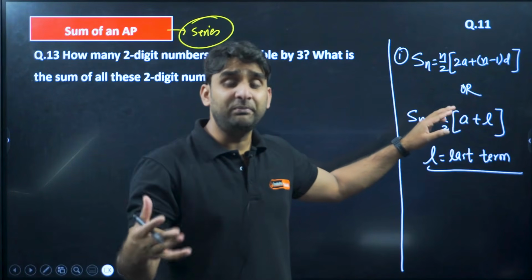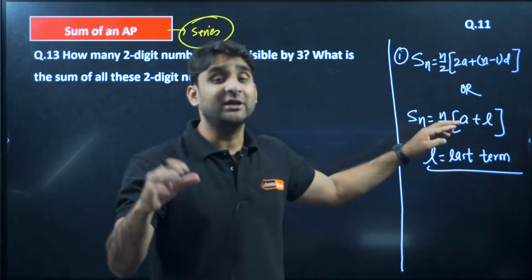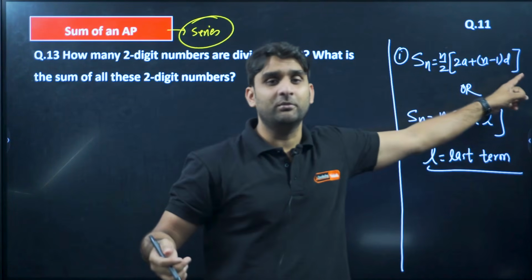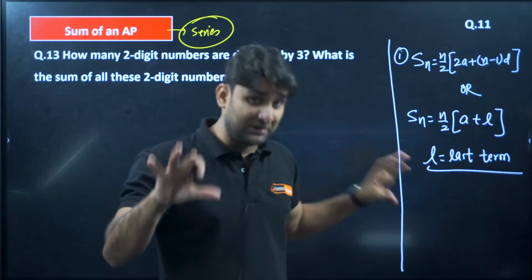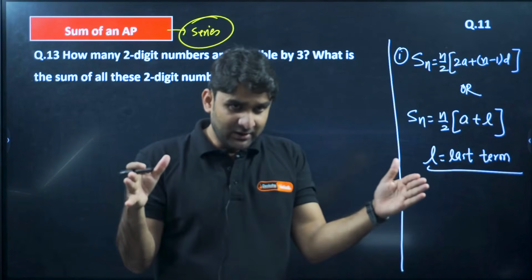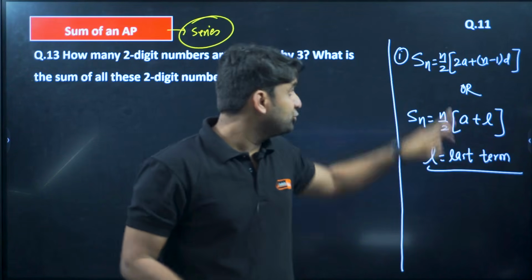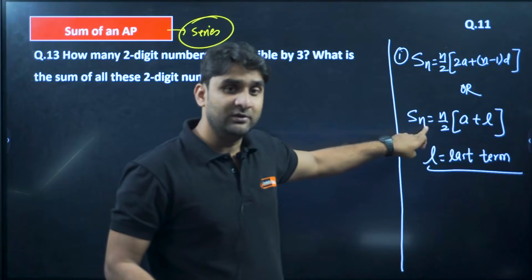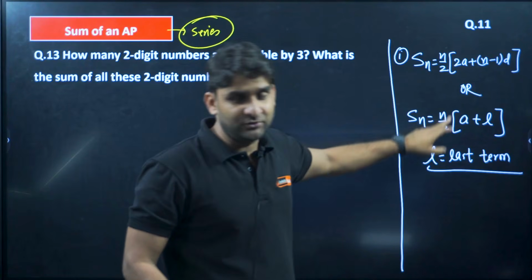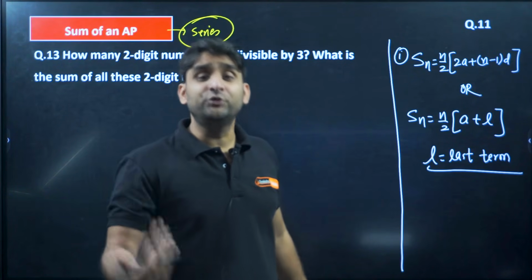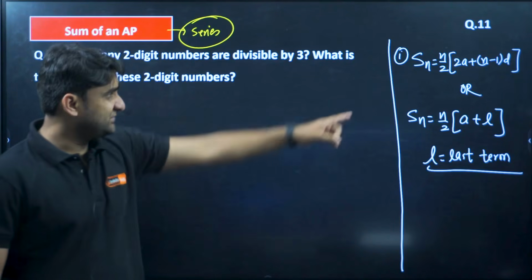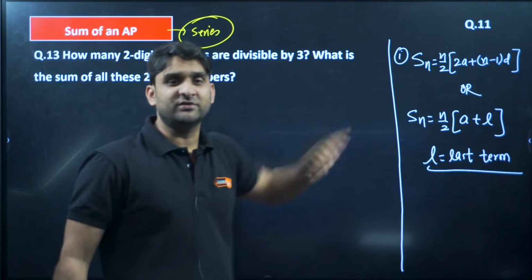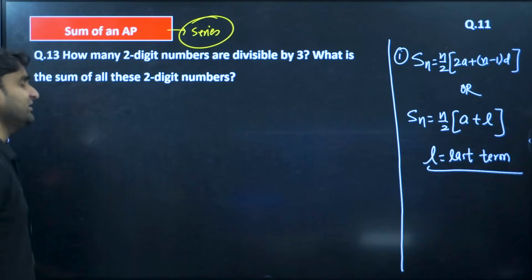So if in any AP the last term is given to you, you can use this formula. But if the last term is not given, the AP is infinite, so use the other formula. But in both formulas, how many terms you are adding should be clear, because n will come here. Either formula you use, the number of terms you are adding should be clear. Then we can apply the formula. So this is the formula for Sn to find the sum of an AP. Please write down the formula or take a screenshot.